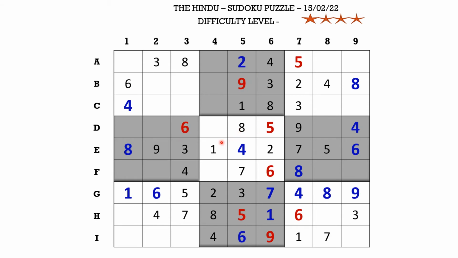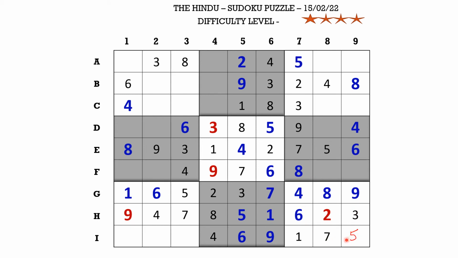Now the missing numbers in the central block are 3 and 9. There is a 9 here. So D4 takes 3 and F4 takes 9. In H row, the missing numbers are 2 and 9. There is a 9 here. So H8 takes 2 and H1 takes 9. The only missing number in 9th block is 5.